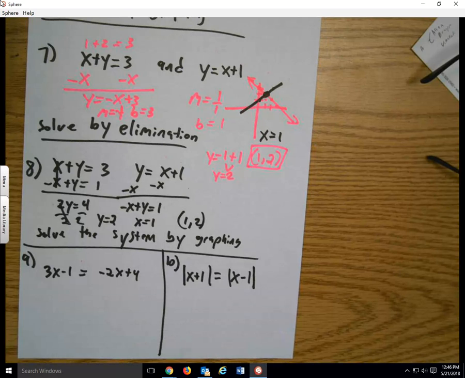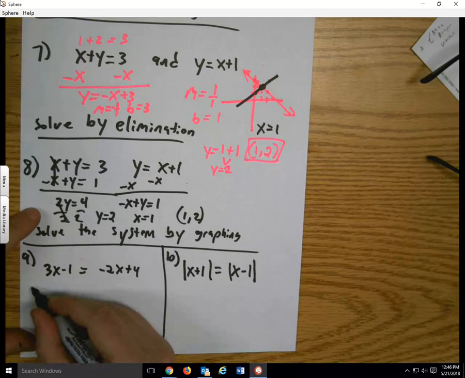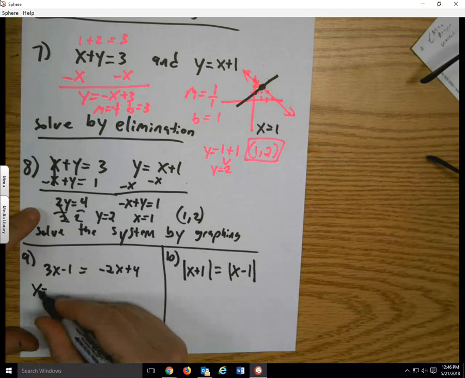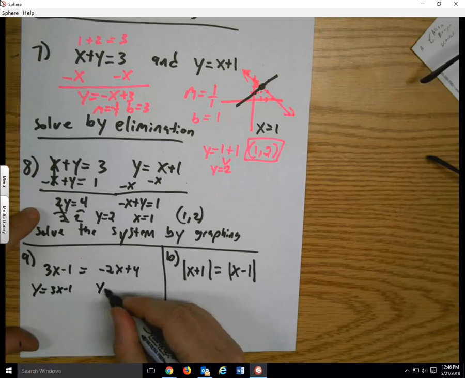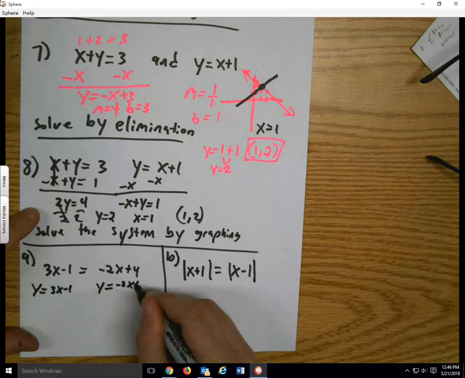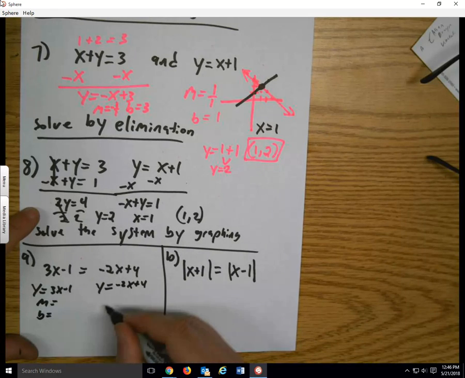Okay, covered a lot of work, and we have 2 more problems to go. I'm okay with you pausing it, of course, but I'm going to move right along. Solve the system by graphing. So what's missing from this would be the y. So just add the y to it. Y equals 3x minus 1. Y equals negative 2x plus 4. Find the m's and the b's.